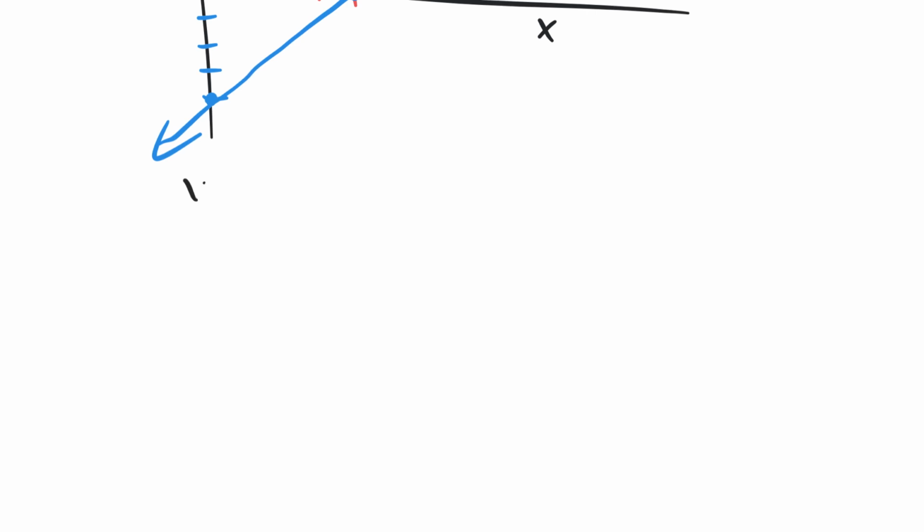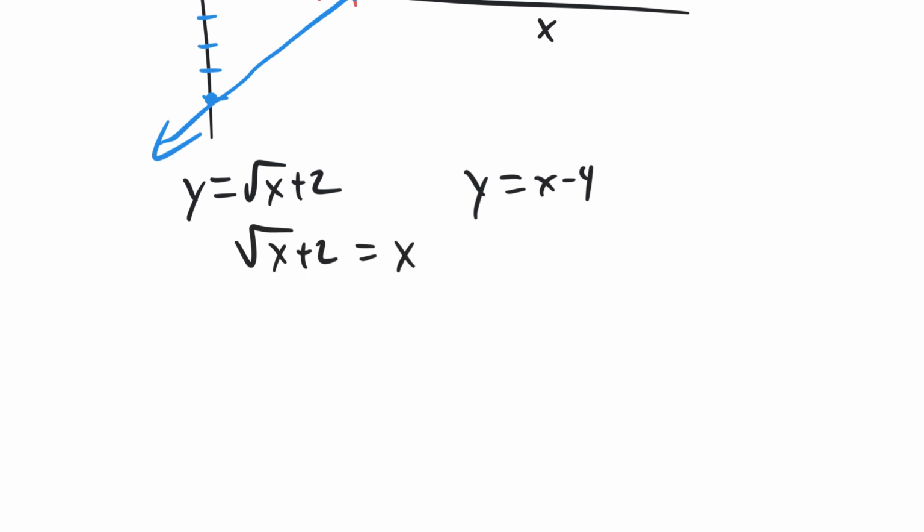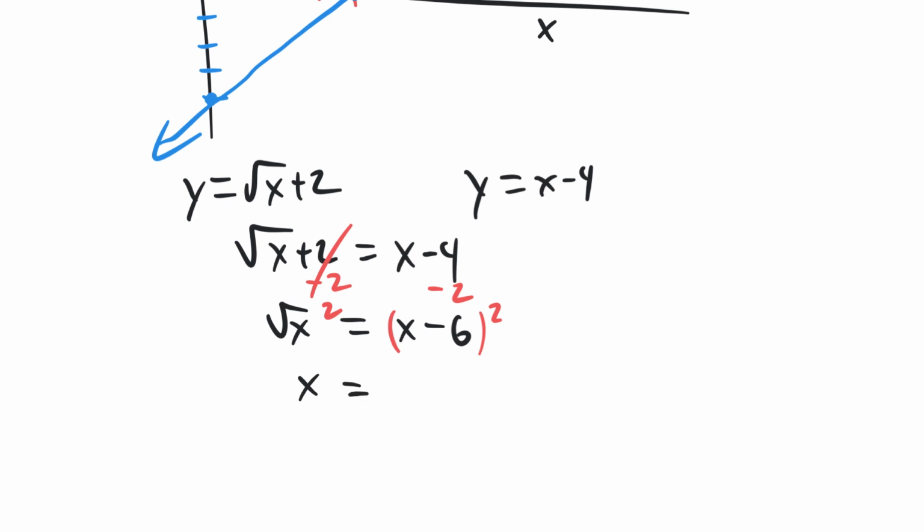We have y equals root x plus 2. We have y equals x minus 4, and the easiest way to see where they intersect is to set their y values equal. In other words, we just make these two equations equal. Now, this is a classic radical equation, and so we want to isolate the radical, isolate the square root. Then we want to square both sides. The square root of x squared disappears. And here we're going to have x squared minus 12x plus 36. Now we have a quadratic, so we want to kick this x to the other side.